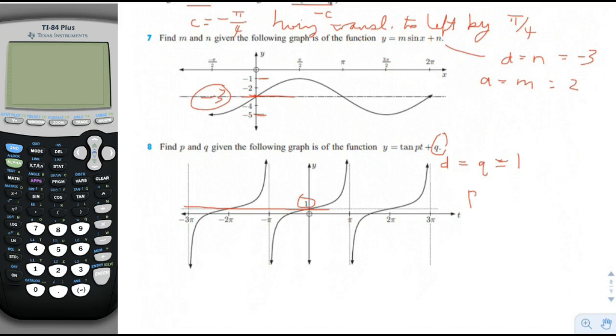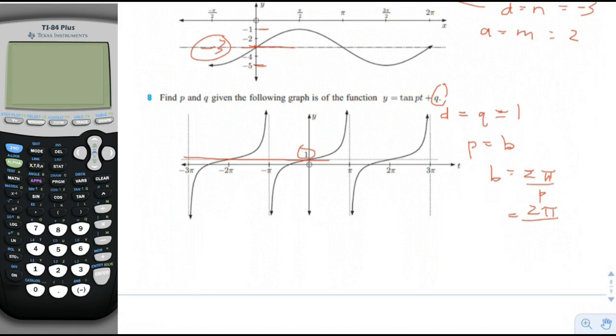What about the p value? The p value is like the b value, right? And the b value is related to the period. How is it related to the period? It's 2 pi divided by the period. So let's see, it's 2 pi divided by, and the period here is of one of these functions. It looks like it's 2 pi, right? Because pi to 3 pi, or negative pi to pi. So the period is 2 pi. 2 pi divided by 2 pi is 1. So the b value is 1. So the p value is also 1. Okay? And that's it.